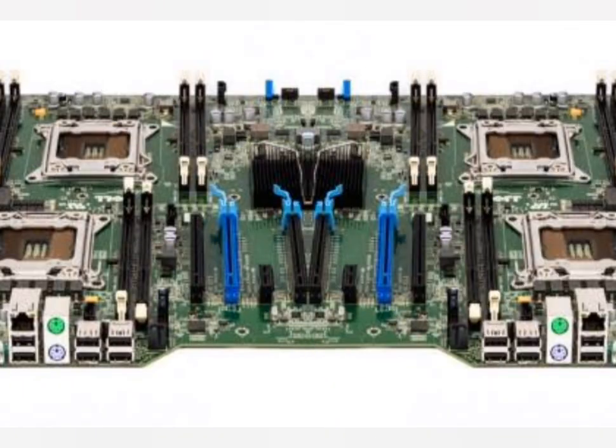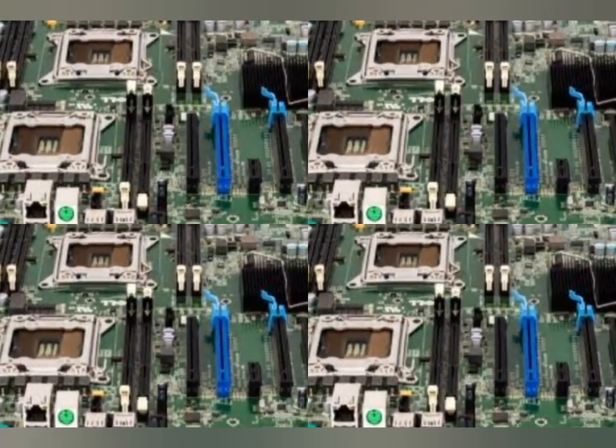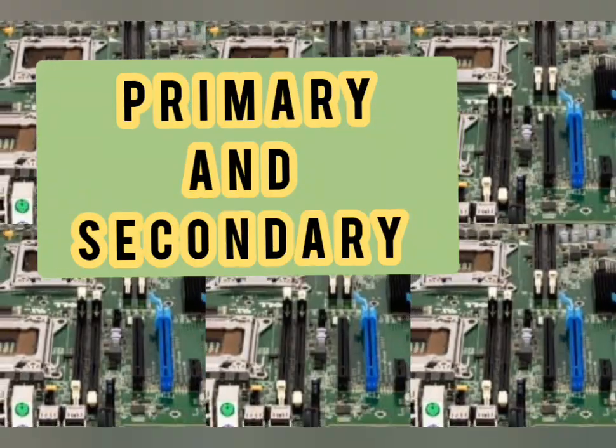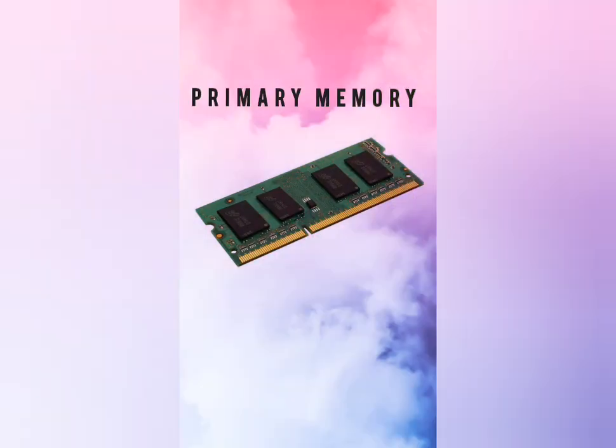Memory is an important part of the computer which is responsible for the storage of data and information on a temporary or permanent basis. Memory can be classified into two broad categories. First one is primary memory and second one is secondary memory. Now let's talk about primary memory.